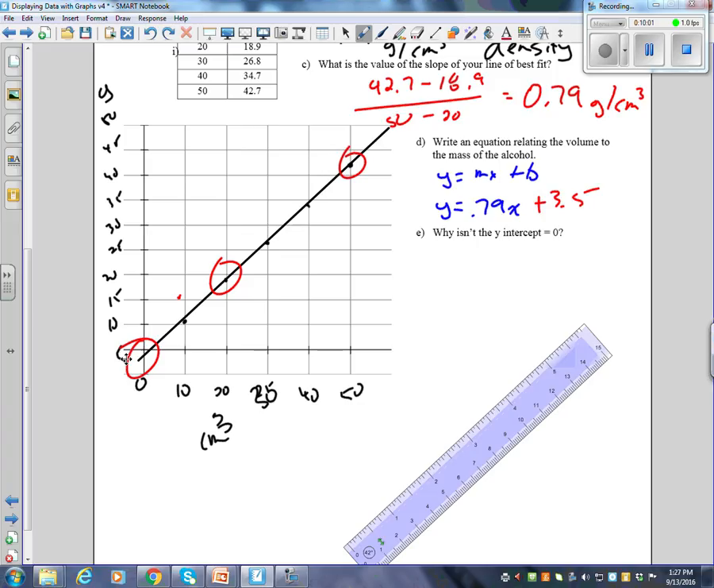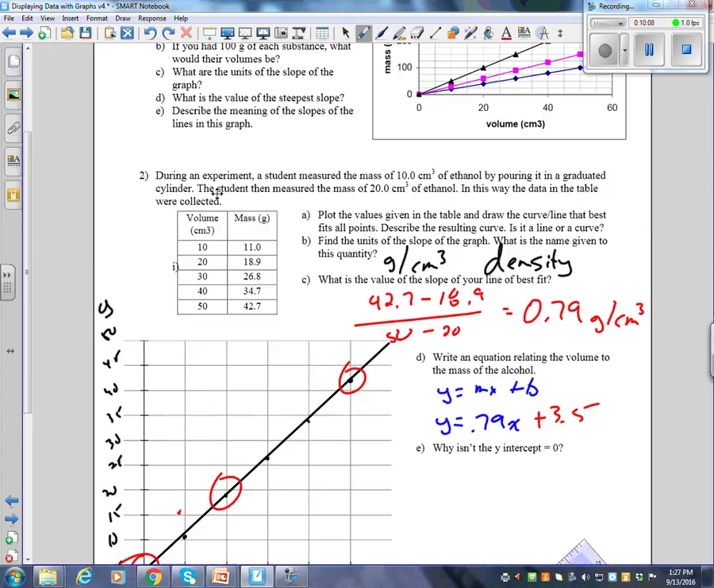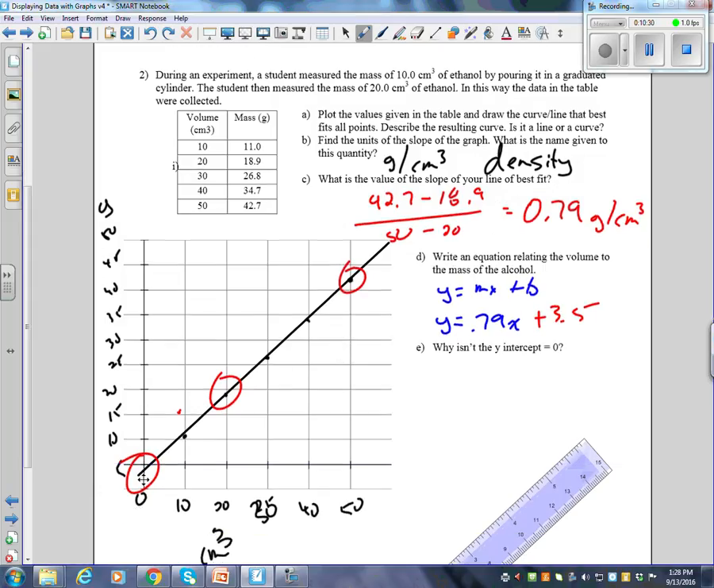Now, shouldn't the y-intercept be 0? Because what are we doing here? During an experiment, a student measured the mass of 10 cubic centimeters of ethanol by pouring it into a graduated cylinder. The student then measured the mass of 20, and this way the data table is collected. So they're taking 10, 20, 30, 40, 50 cubic centimeters of ethanol, and they're measuring how much it weighs. So if I've got 0 ethanol, how much should it weigh? It should weigh 0. But it doesn't. When it's 0, it weighs 3.5. What's going on?